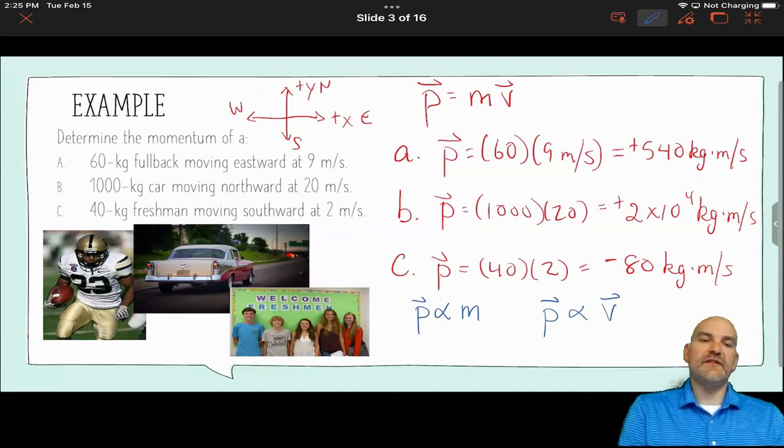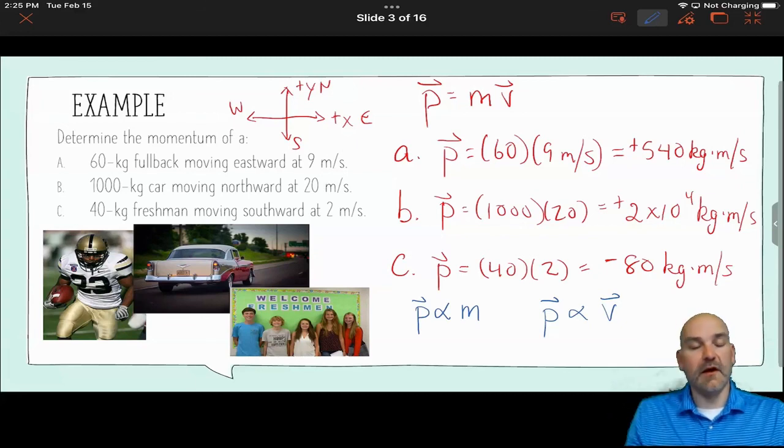Now, in the next video, we're going to start moving towards the impulse momentum theorem by talking about impulse.